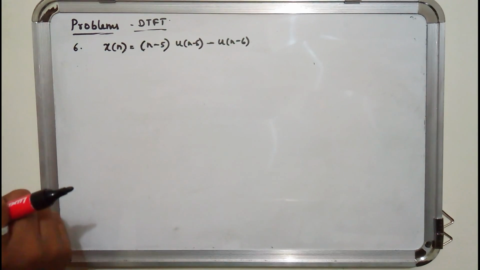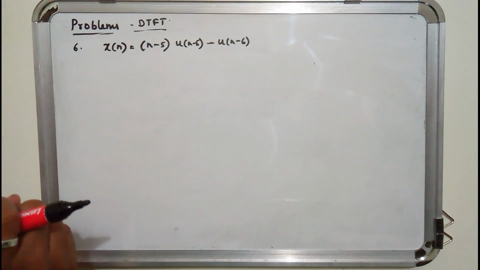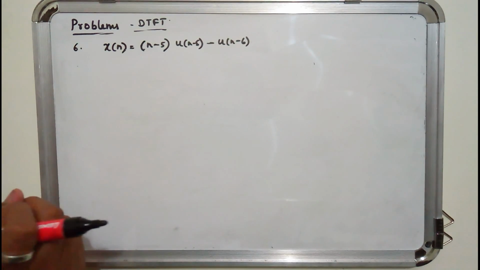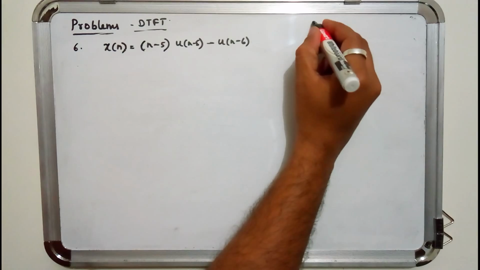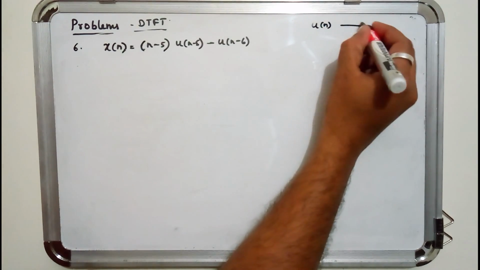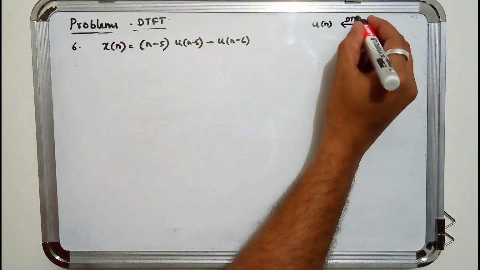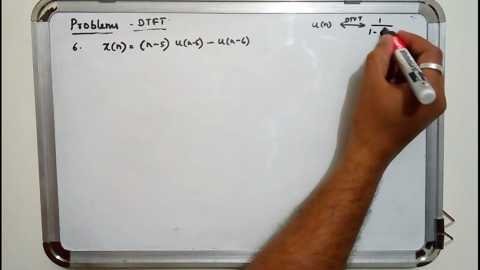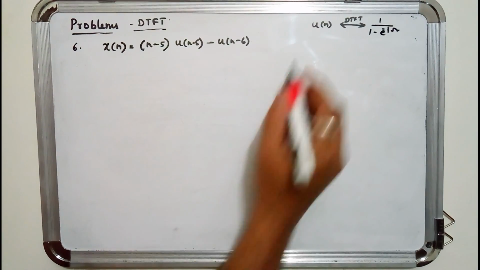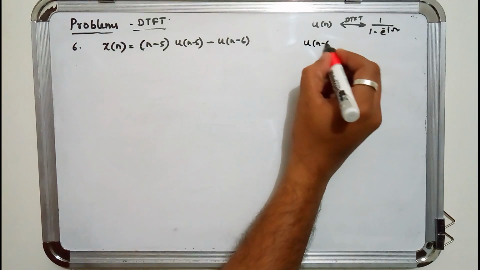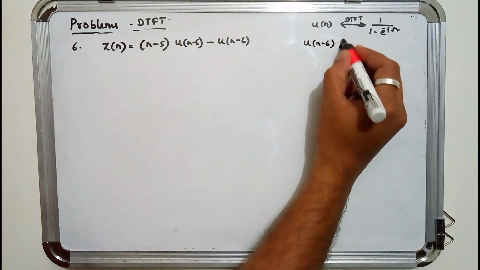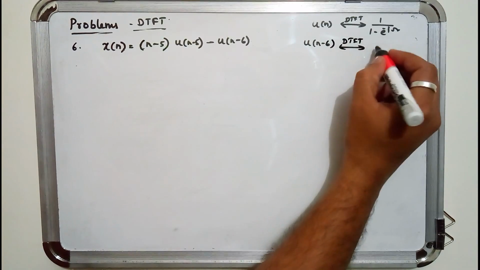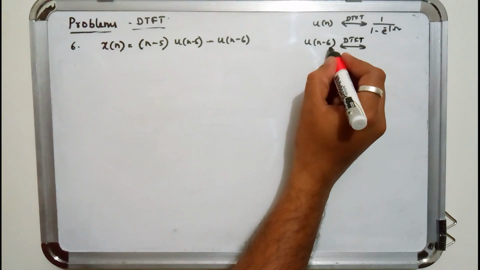Now in this problem, x of n is given to be (n minus 5) into u of n minus 5, minus u of n minus 6. Now we already know that u of n forms a DTFT pair with 1 by 1 minus e power minus j omega. So u of n minus 6 will form a DTFT pair with, there is a shift.